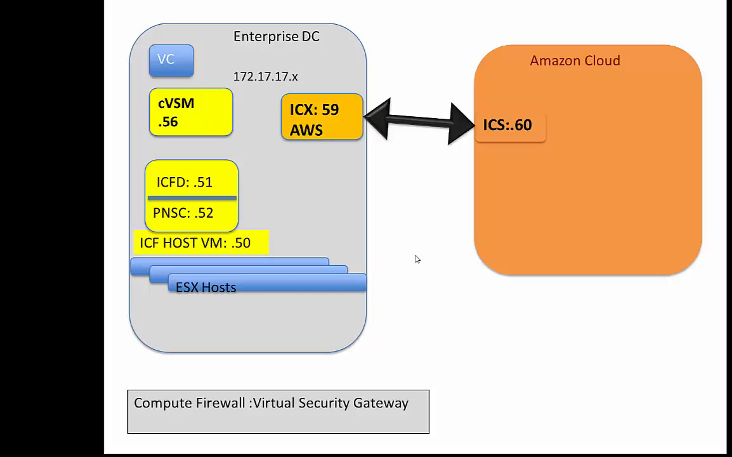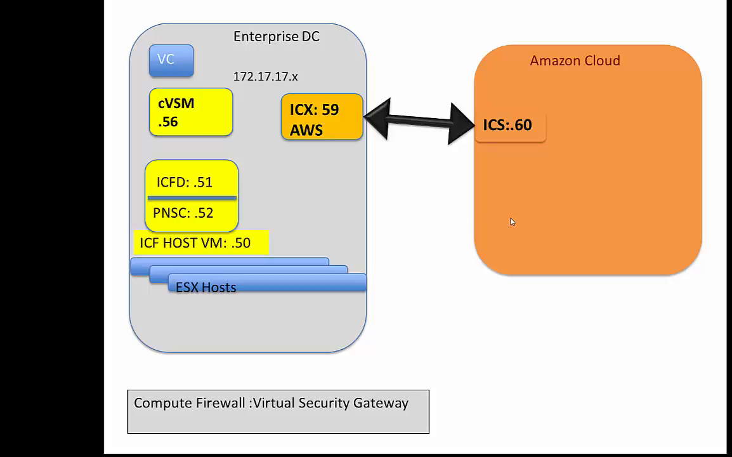One of the things we'll be deploying is the VSG. We deployed the CSR also through PNSC. Then we have the CVSM, which is the Nexus 1000V, which takes care of all the networking tasks for the ICF. To establish the link between the cloud, we have ICX, Intercloud Extender, which is .59, in this case the one connected to Amazon. And on the Amazon side, there is the ICS, Intercloud Switch, which is .60. So this is the basic infrastructure setup plus the cloud.